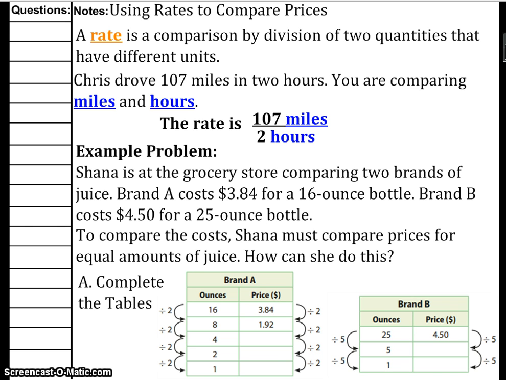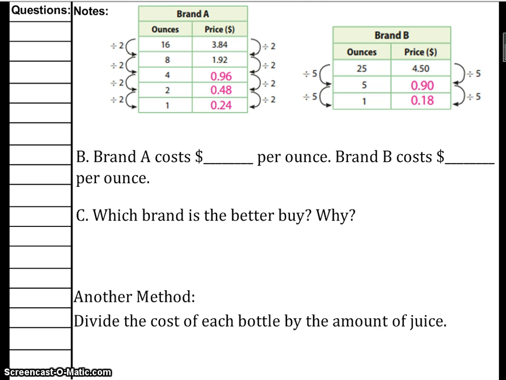Once you've completed your table, you should have these as your answers. So looking at our completed tables, brand A costs how much money per ounce? Brand A would cost 24 cents per ounce. Brand B costs how much per ounce? $0.18 per ounce.